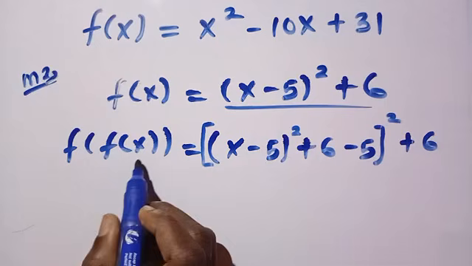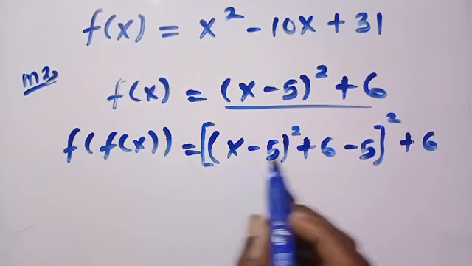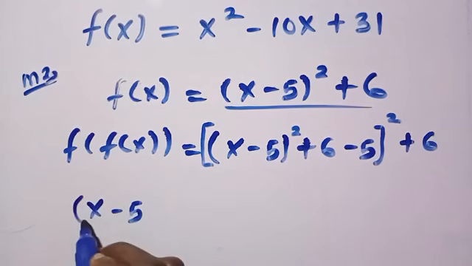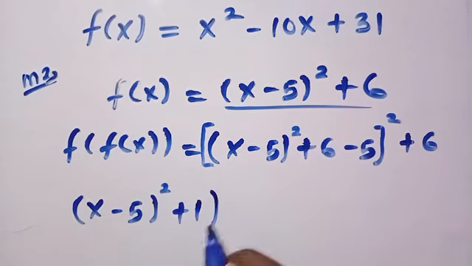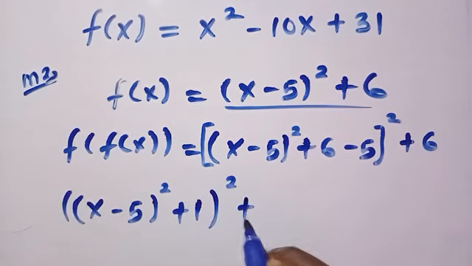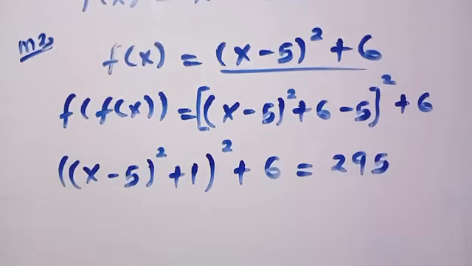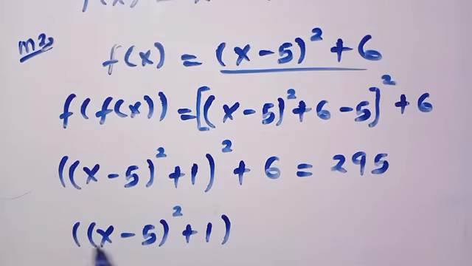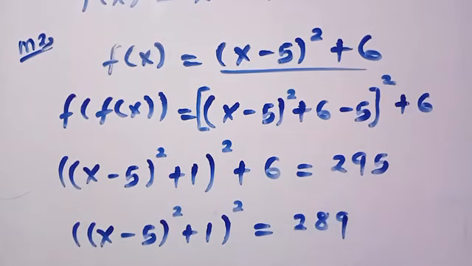And f of x is given as 295. And for this, we have x minus 5 raised to power of 2 plus 6 minus 1, that is 1. Then all raised to power of 2 plus 6 equals 295. And by taking 6 to other side, we have x minus 5 raised to power of 2 plus 1 raised to power of 2 equals, subtracting this, we have 289.